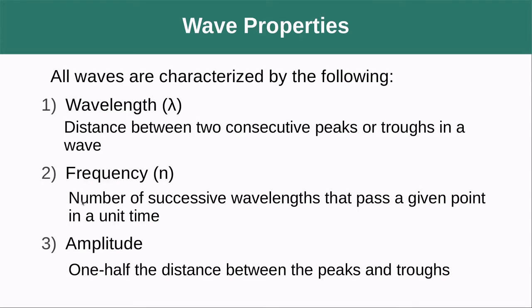We have the frequency. This is the number of successive wavelengths that pass a given point in a unit of time, because again, this is propagating. It's moving through some medium, right? And then we have the amplitude, 1/2 the distance between the peaks and the trough, or essentially how high the waves are.